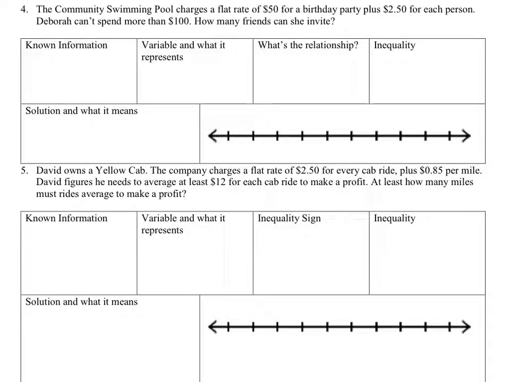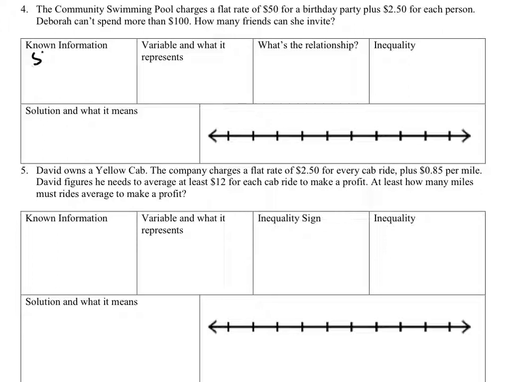Alright, the community swimming pool charges a flat rate of $50 for a birthday party plus $2.50 for each person. Deborah can't spend more than $100. How many friends can she invite? So there's a couple things we need on these. And that is that we got some known information. Alright, so again, let's look at the known information.